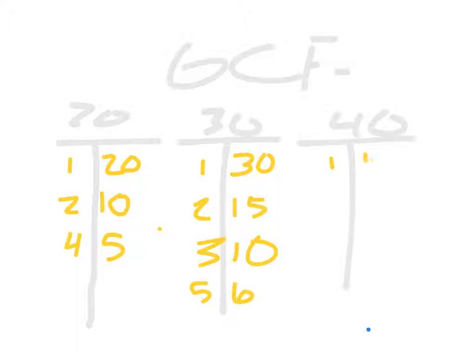1 goes into 40, 40 times. 2 goes into 40, 20 times. 4 goes into 40, 10 times. 5 goes into 40, 8 times. Now they all have a 5, but they all have a 10, and the greatest common factor is 10.